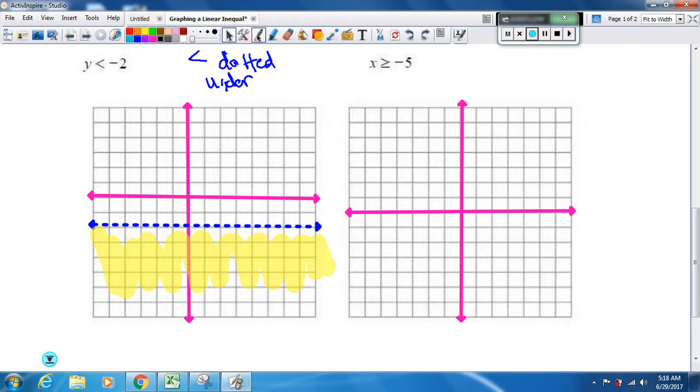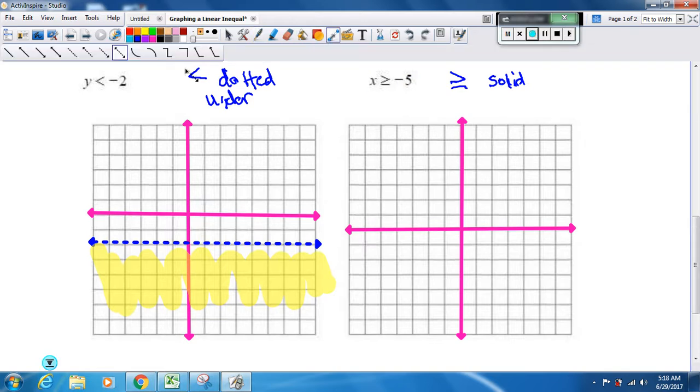This next one's a little bit different because the inequality is underlined. So if the inequality is underlined, you are going to draw a solid line. So we're going to draw a line through -5 on the x-axis, but this time it's going to be a solid line. So -5, 1, 2, 3, 4, 5. Here we go. A solid line because the inequality is underlined.